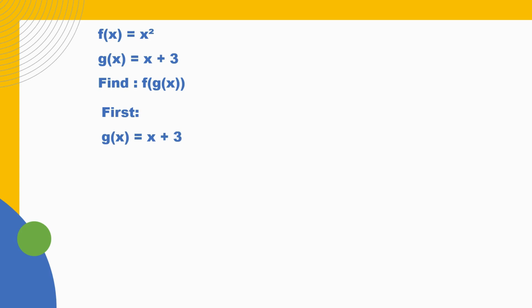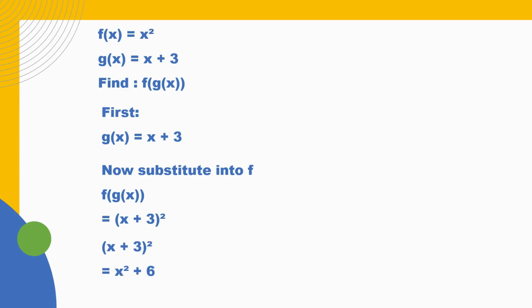Now let's see composite functions mathematically. The first machine adds 3, the second machine squares the result. The inside function happens first, so we first calculate g of x. It adds 3 to x. The entire output from the first machine becomes the input of the second machine. That's why x plus 3 goes inside the square. Now expand normally and this becomes the final composite function.